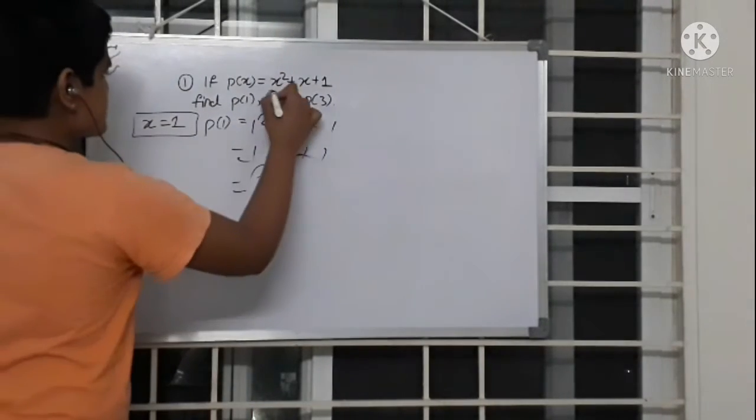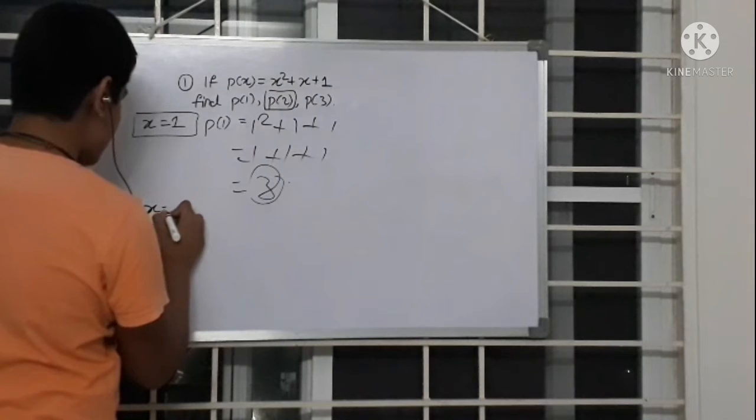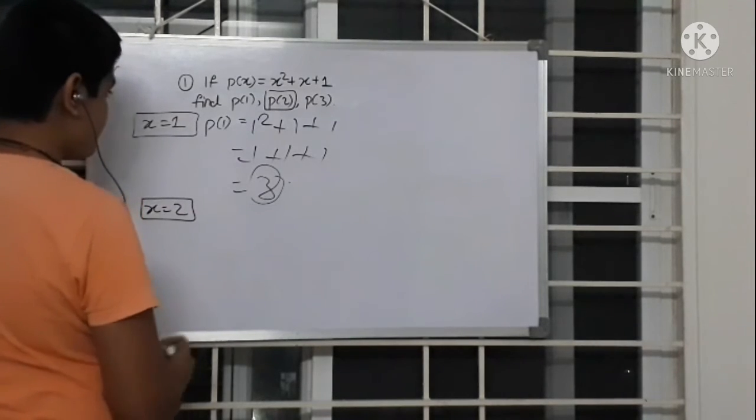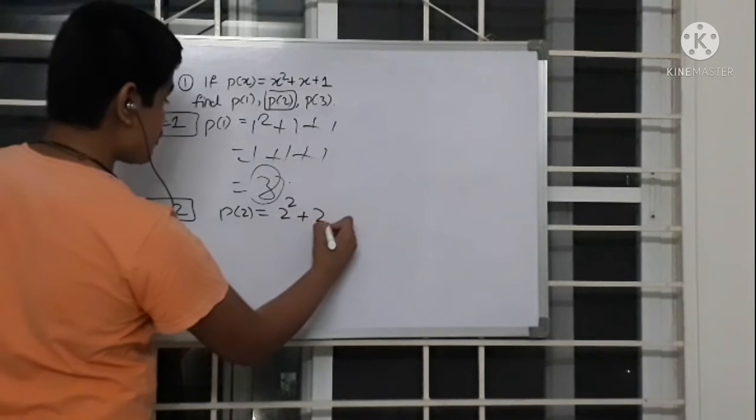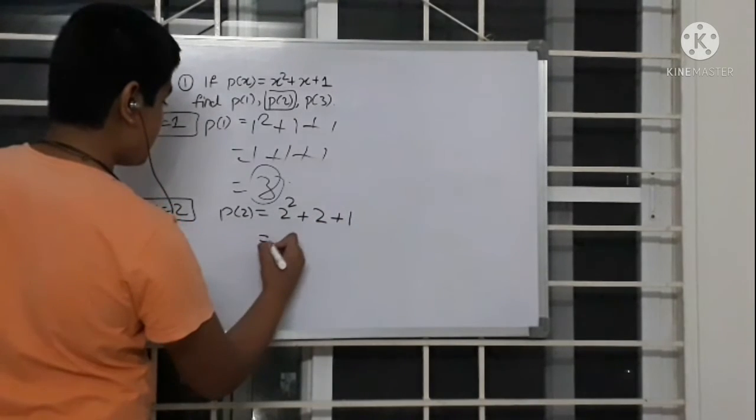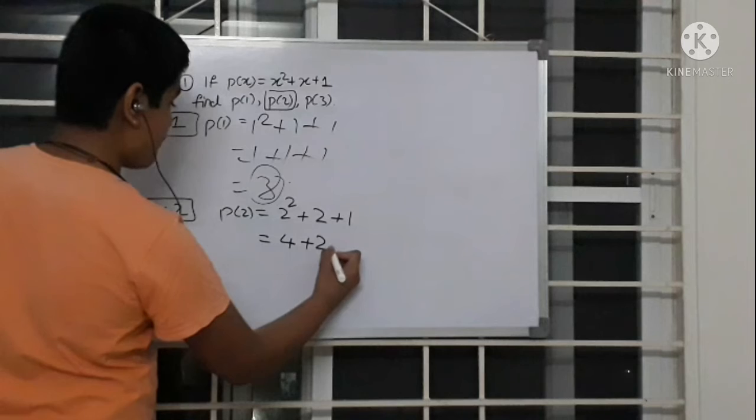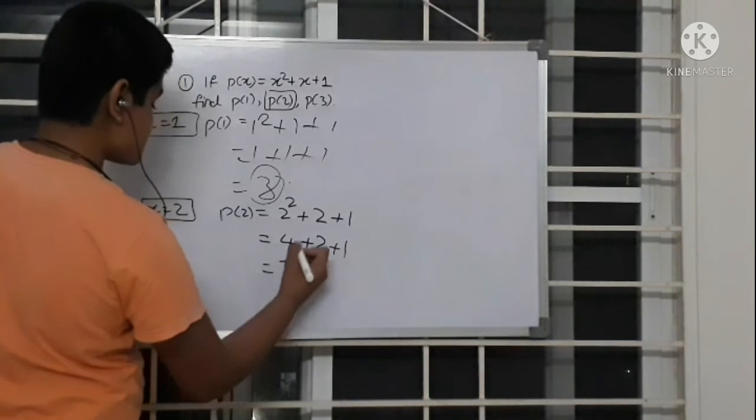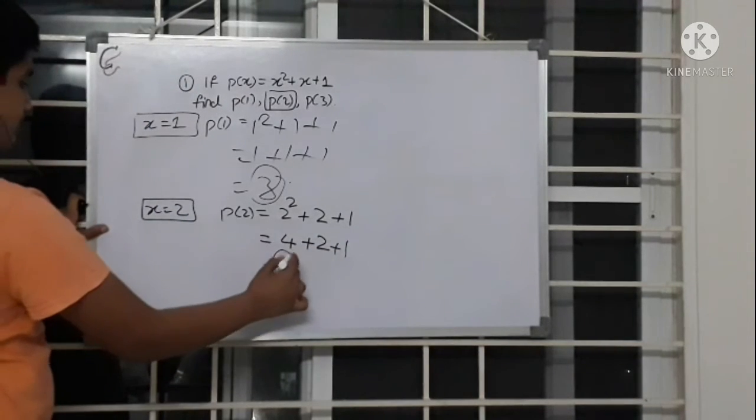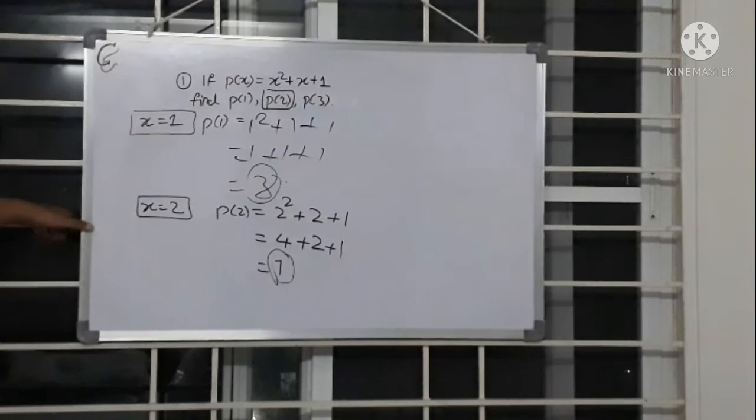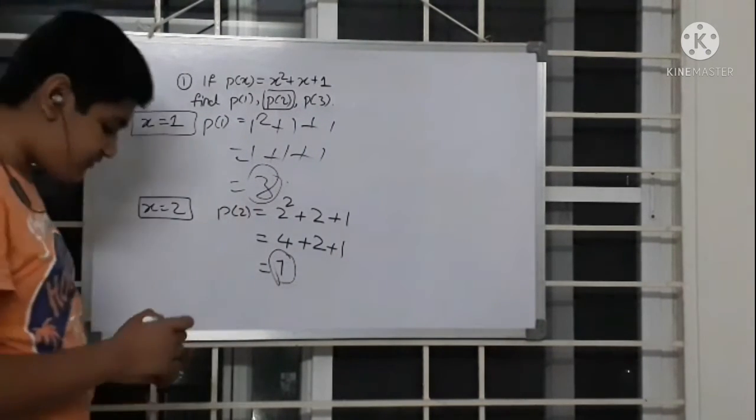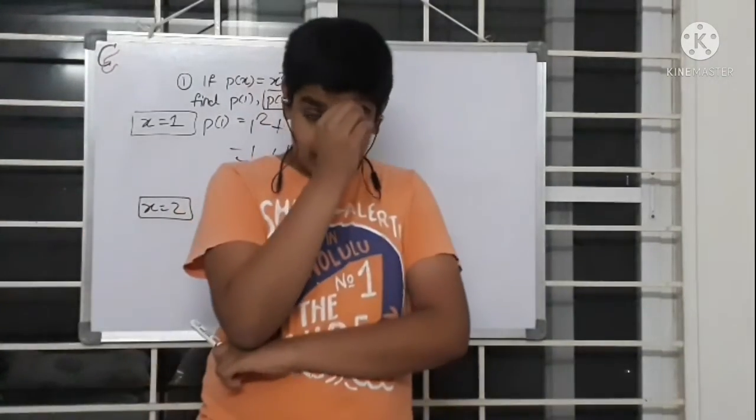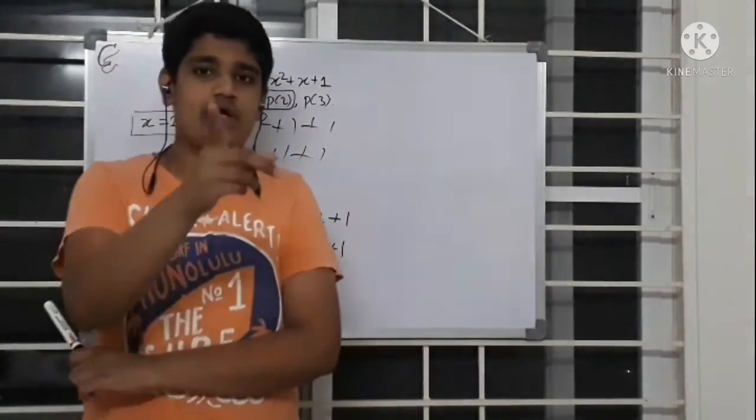Now next, you are told to find p of 2. Here x is equal to 2. So p of 2 is equal to 2 square plus 2 plus 1. 4 plus 2 plus 1, 7. Okay? Now you find p of 3. Come on, pause the video and find p of 3. What answer are you getting? Come on, pause the video and do p of 3.